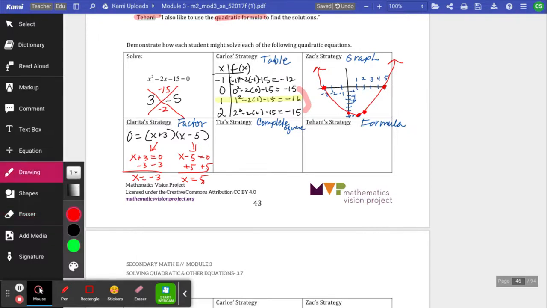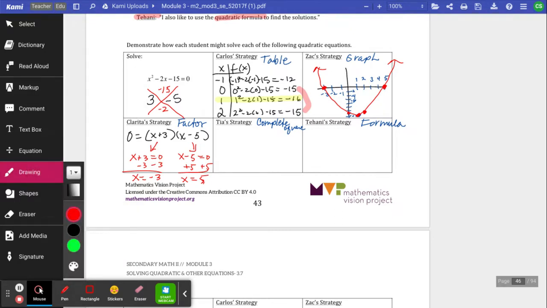Okay. So far we've seen make a table, we've seen the graphing strategy, we used part of factoring in order to complete that graph. I'd say you guys are really efficient at the factoring method, so if something can be factored, it's a really good route to take. But let's go see the 2 new strategies on Tia's way and Tehani's way.